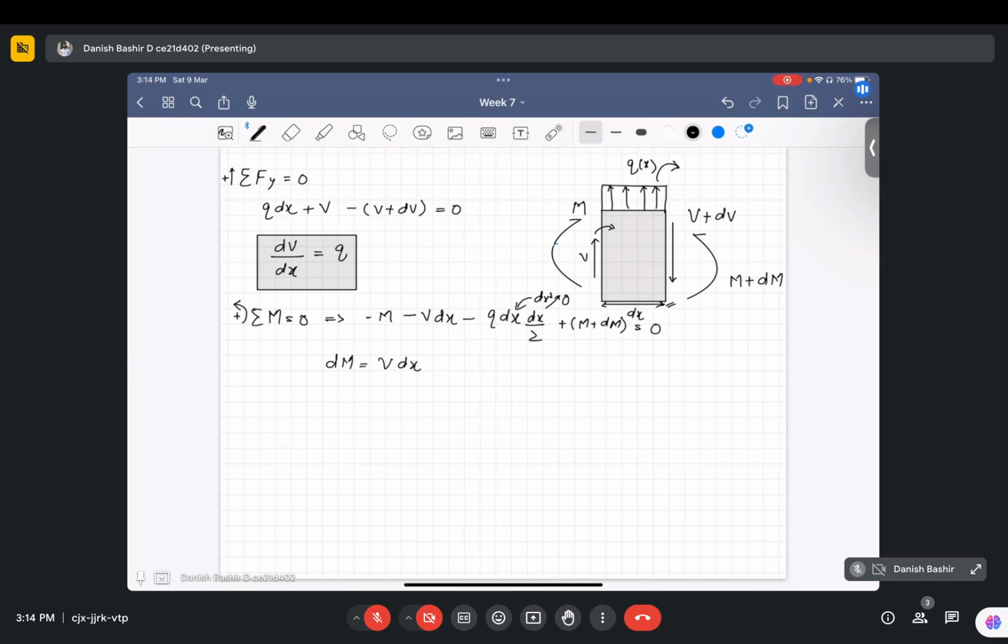Or the gradient of the bending moment is given by the shear force, dM by dx equal to shear force. You also know this from strength of materials concepts. So dM by dx is equal to V. Again differentiating it with respect to x, we have d2M by dx square equal to dV by dx, and dV by dx is equal to q here.